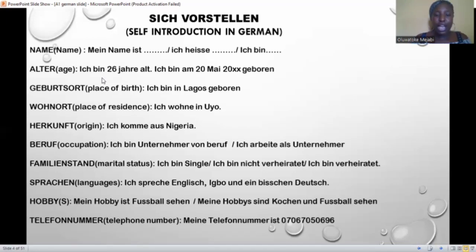If you're a female hairdresser, you can say Ich bin Friseurin von Beruf. I'm a hairdresser by profession. Or if you are a male hairdresser, you can say Ich bin Friseur von Beruf. So you can see that there is that discrepancy. They have male and female because German is a gender-sensitive language.